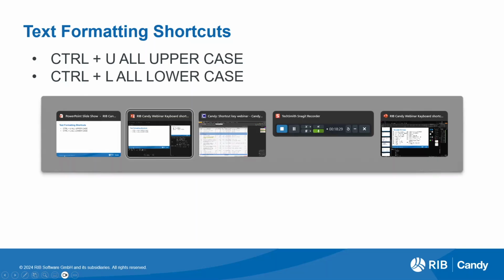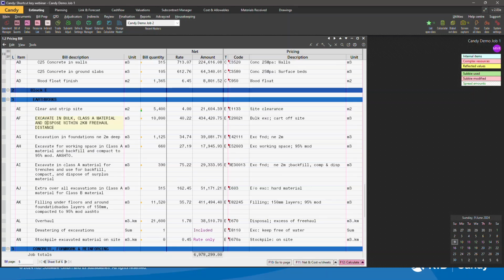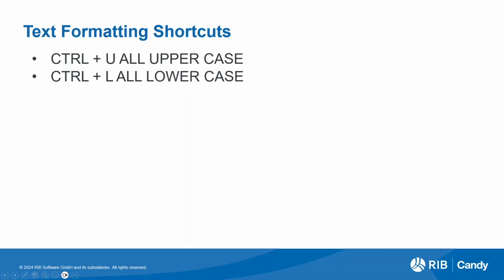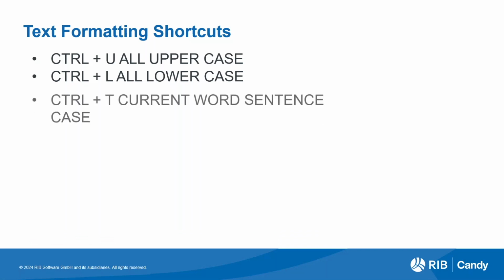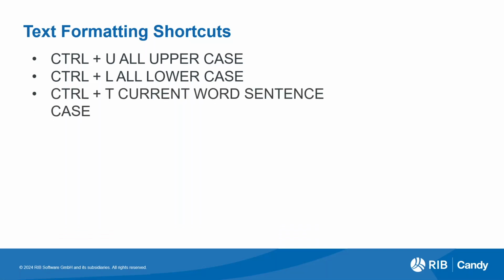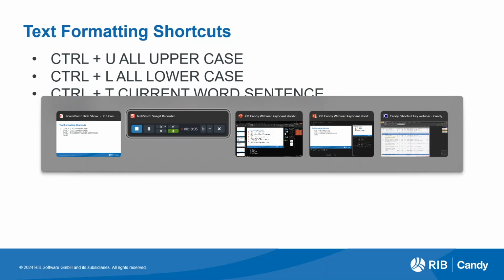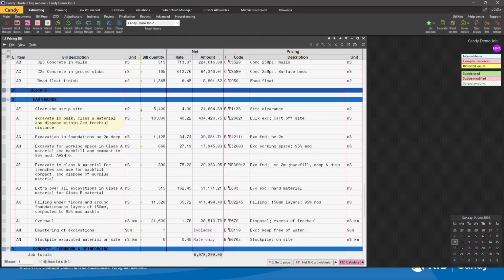Then I have Control L, which will change the entire item to lowercase. So if I select this item and I press Control L, it will change the entire item to lowercase. Then we have Control T, which will change the current word to sentence case. So how that works is if I put my cursor on this excavate word and I press Control T, you'll see that excavate will change to sentence case. And I can keep on pressing Control T, and then every single word where the cursor is will change to sentence case.